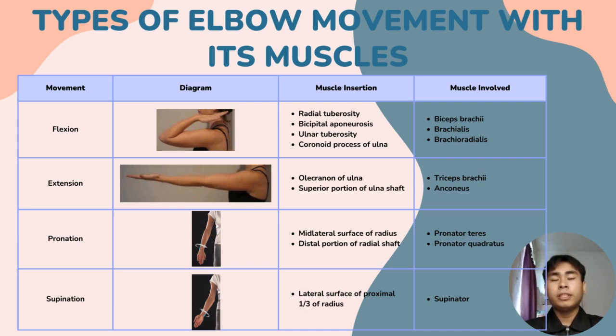Next is pronation. For pronation, the muscles are inserted at the mid-lateral surface of the radius and the distal portion of the radial shaft. As I said, pronator teres and pronator quadratus are the muscles in charge of pronation. Lastly, the supinator is involved in supination, where the muscle insertion is located at the lateral surface of the proximal one-third of the radius.